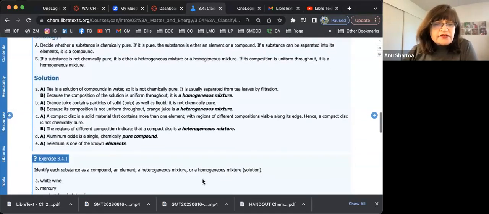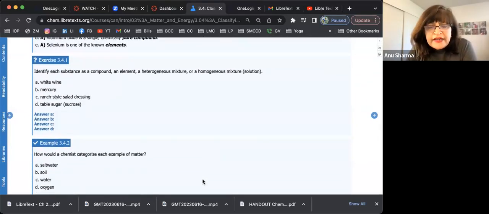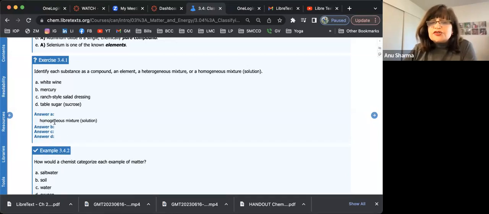Now let's look at the exercise problem 3.4.1. Here, identify each substance as a compound, an element, a heterogeneous mixture, or a homogeneous mixture. Now you have to think about it and remember how these substances look to you. For example, white wine. If you have seen white wine, it all looks the same. It is a mixture of a few things, alcohol, water, and others, but because it's all the same, it's a homogeneous mixture. It's kind of like a solution, but a homogeneous mixture.